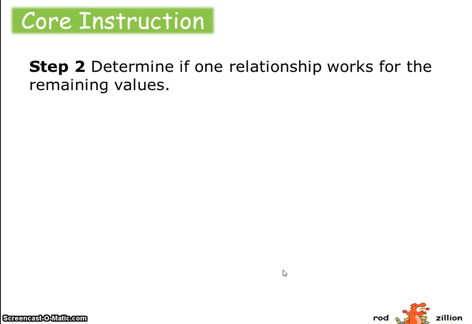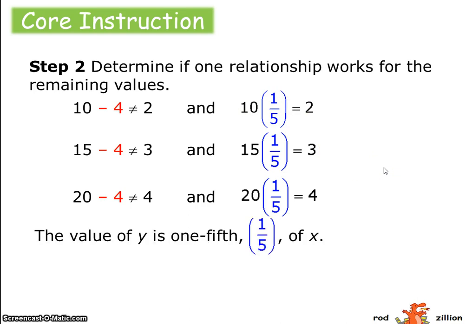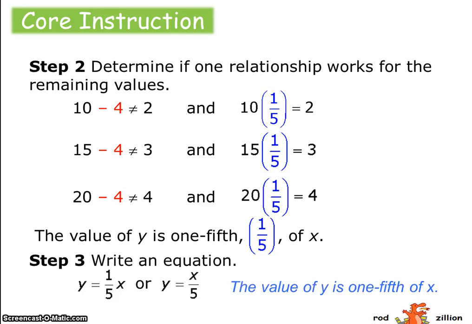Secondly, we're going to determine if one relationship works for the remaining values. So I'm going to plug in the remaining values and see if taking away 4 from each x value gives me the subsequent y values, and I think it's obvious that it does not. But if I do take 1/5 of the x values, it does give me the y values. Consequently, the value of y is 1/5 of x. So our equation would be y equals 1/5 x, or y equals x divided by 5.